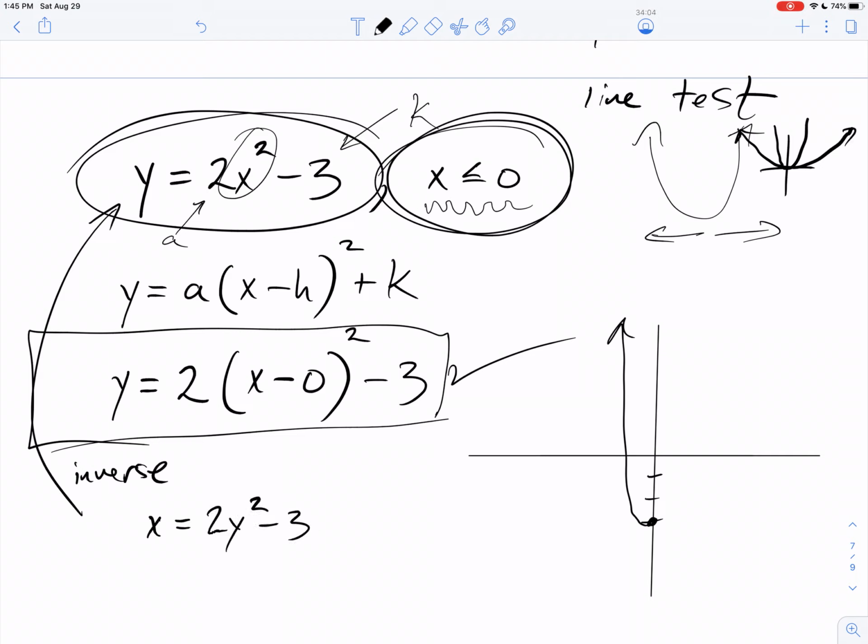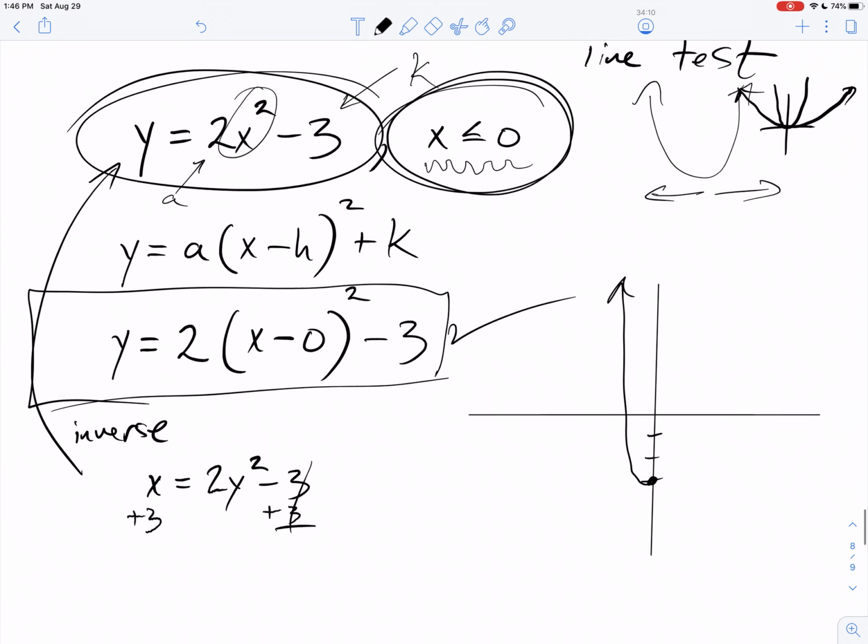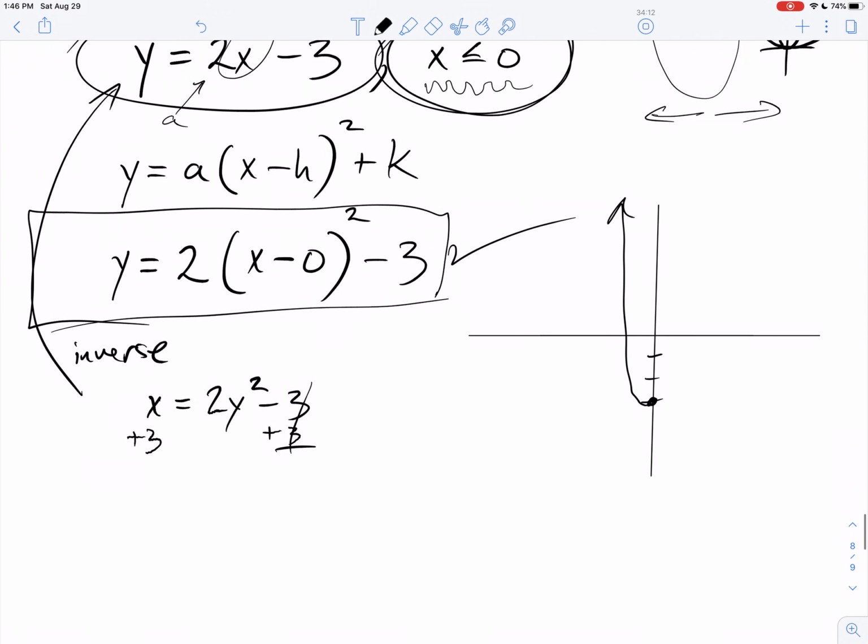And then I am going to solve again for y. So I'm going to move the 3. And I'm running out of room, so I'm going to go over here. I'm going to say x plus 3 equals 2 times y squared. I'm going to divide by 2, divide by 2.